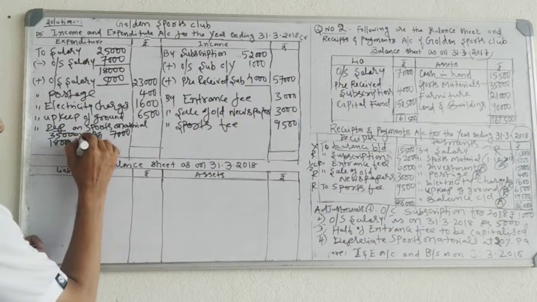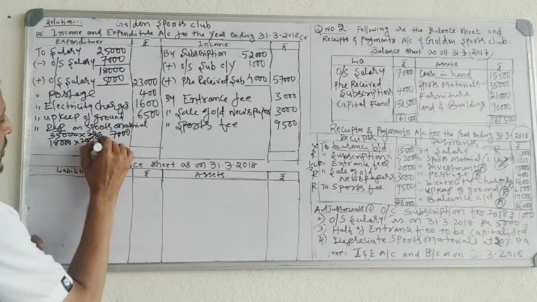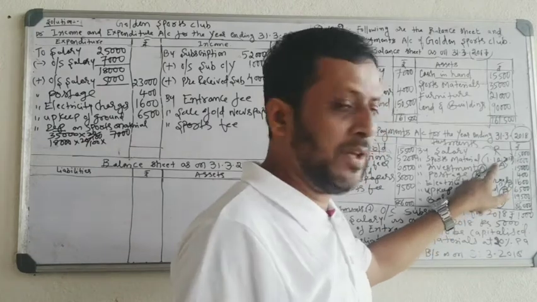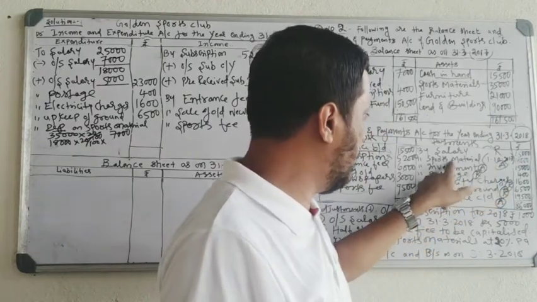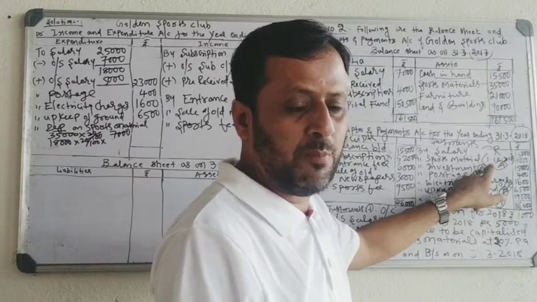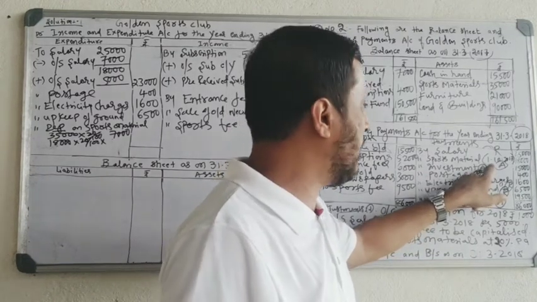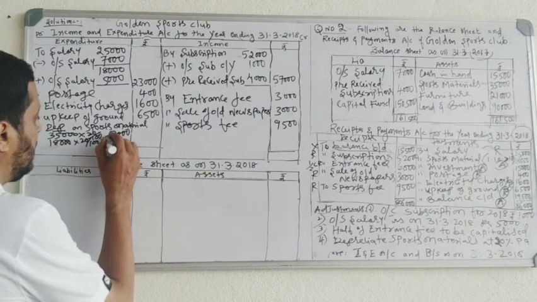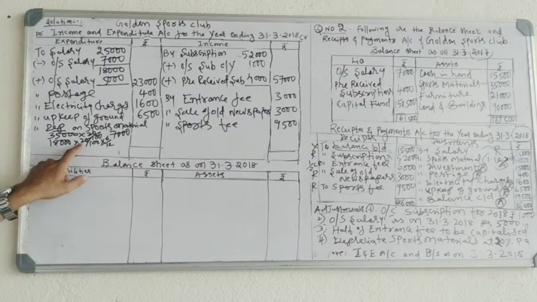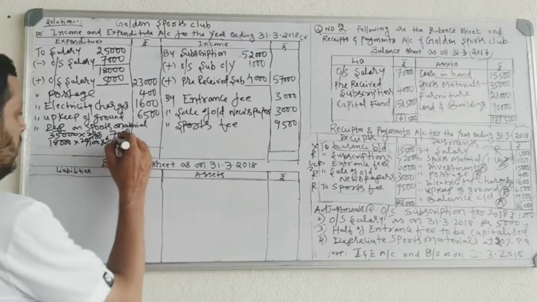18,000 into 20% into, you have to count the number of months from 1st October. The sports material was purchased in October, November, December, January, February, March. So it is available in the business for 6 months. You have to take 6 months depreciation. 18,000 into 20 by 100 into 6 by 12. So your 18,000 into 20% is 3,600. Into half is 1,800.